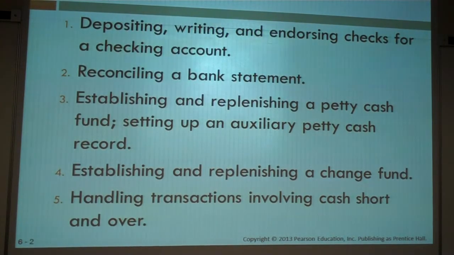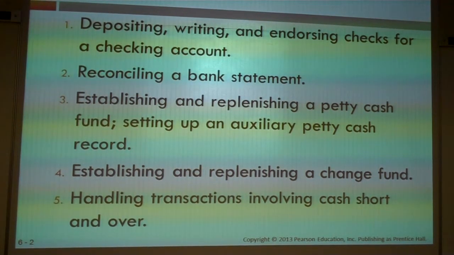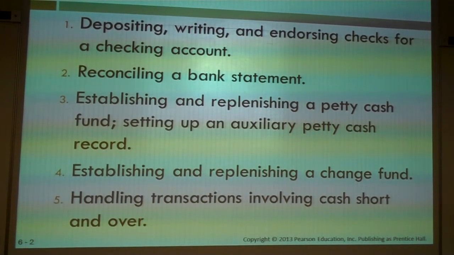All right, so controlling cash. We're going to look at making deposits. We're going to look at writing checks, how we endorse those checks to make the deposit, reconciling a bank statement. How many of you reconcile your bank statement? No, and you should. That's one of your responsibilities.